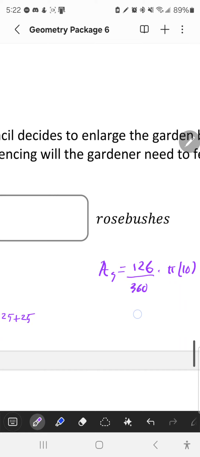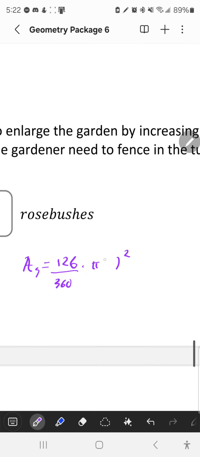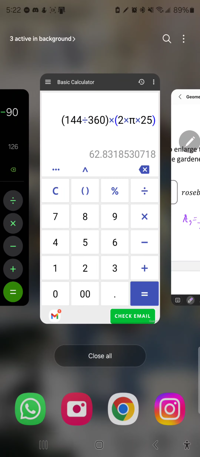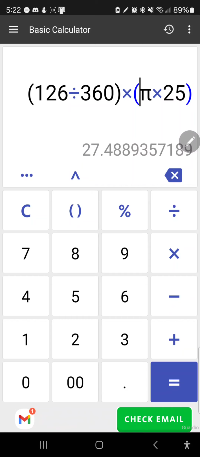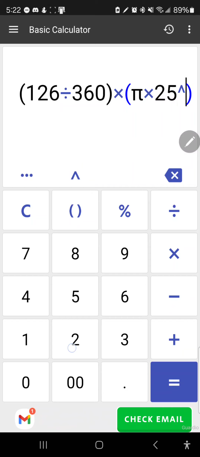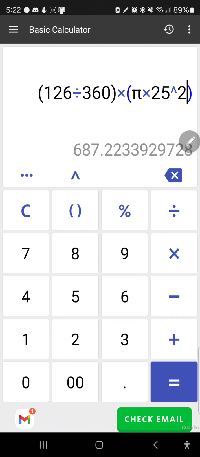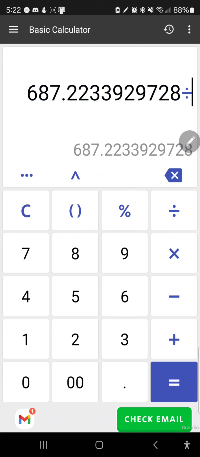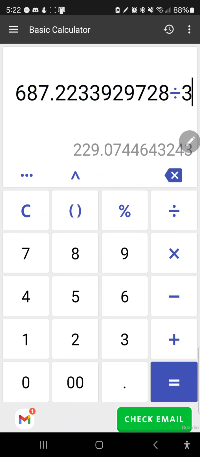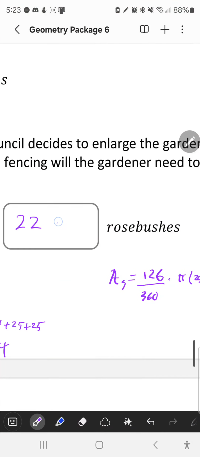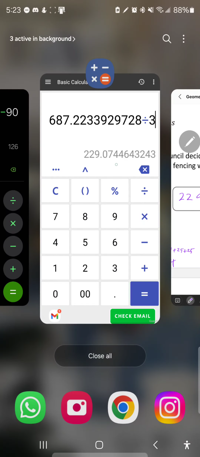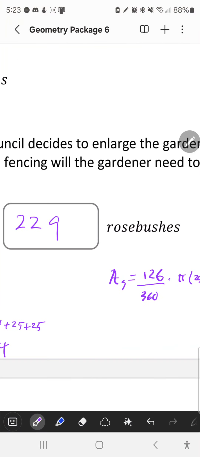Now here the rose bushes. We are changing the radius and we are using 25. So we have 126 over 360 times pi r squared, so 25 squared. And that's approximately 287. Now we need to divide by 3 because of the rose bushes. And now we have a space for 229 rose bushes. The extra space is just free space.